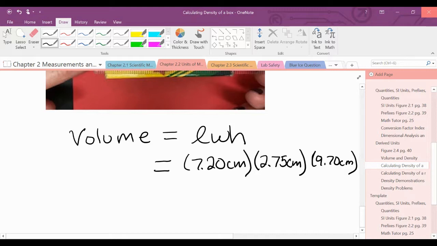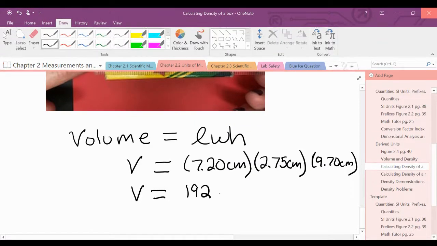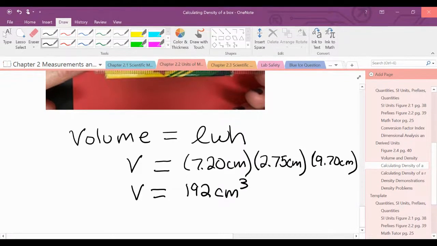You can get out your calculator and plug in the numbers. Again, I am going to use the sig fig rules to record this actual volume. I'm going to use the sig fig rules for multiplication. That's not something I expect you to know yet. We will go over that next week. When I multiply this, I get 192, and it's centimeters times centimeters times centimeters, which is centimeters cubed.